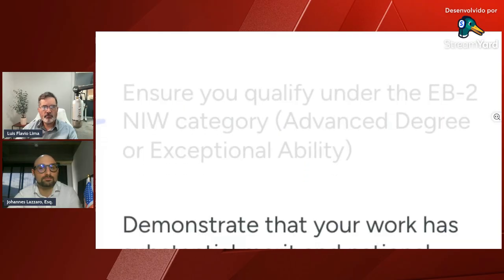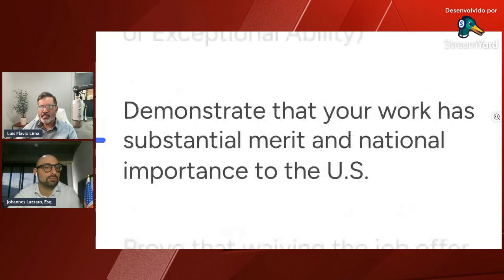Nice. And the second part here is to demonstrate that your work has substantial merit and national importance to the US. That's a very important part because some people have the exceptional ability or a high education like a master's degree or a PhD, but it's very important to match this specific point here. Okay, demonstrate that your work has substantial merit and national importance to the US.